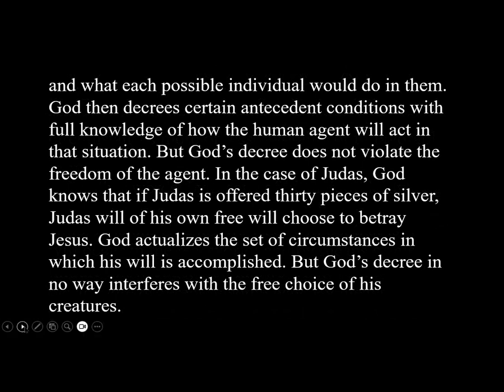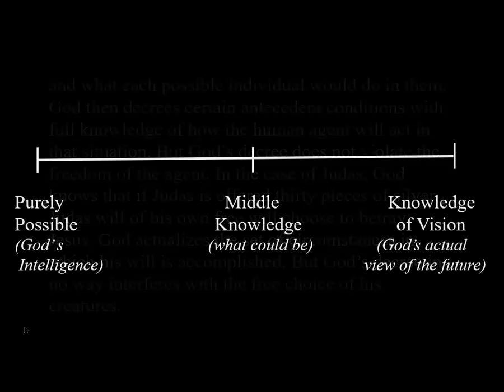God then decrees certain antecedent conditions with full knowledge of how the human agent will act in that situation. But God's decree does not violate the freedom of the agent. So by God putting those things there, he's not forcing you to do something. He's not putting a gun to your head. He's just giving to you the things that will or won't cause you to respond in a certain way. In the case of Judas, God knows that if Judas is offered 30 pieces of silver, Judas will, of his own free will, choose to betray Jesus. God actualizes the set of circumstances in which his will is accomplished, but God's decree in no way interferes with the free choice of his creatures.